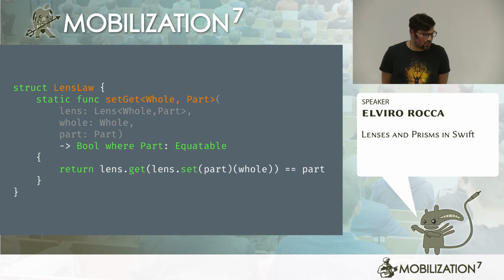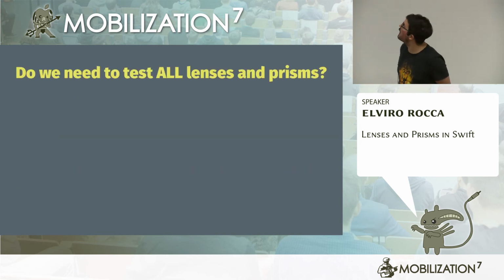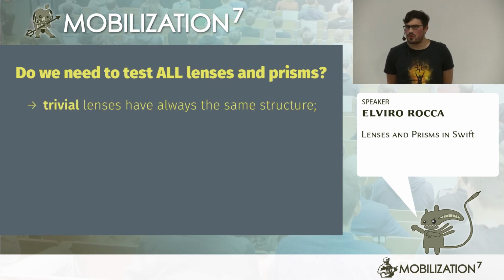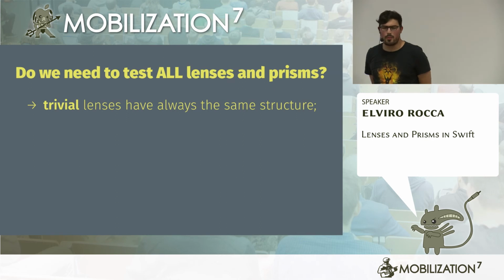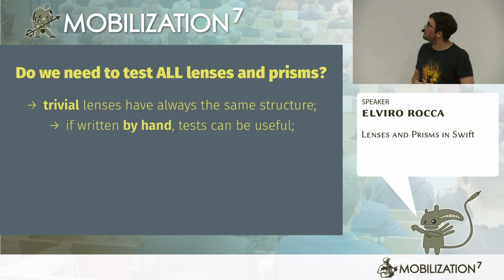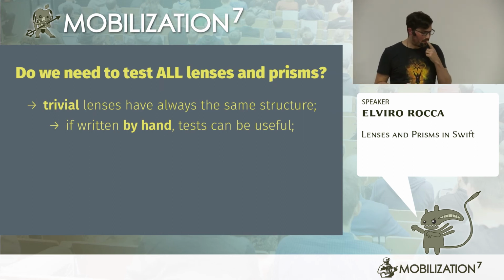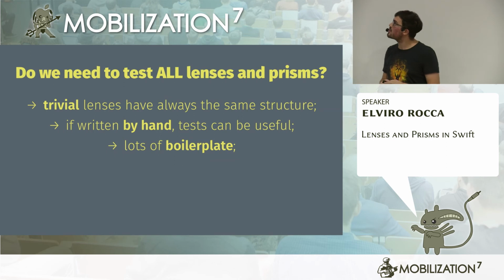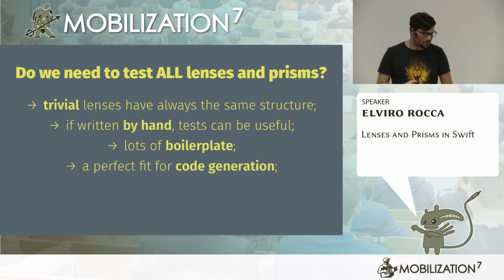Now, the question is, do we really need to test all lenses and prisms? Because trivial lenses always have the same structure. We just define lenses for properties of a data structure, and the structure of the get and the set function is always going to be the same. Of course, if I write them by hand, tests can be useful because I could make a mistake. But what I'm really doing here is writing a lot of boilerplate. So defining lenses and prisms for your data types is a perfect fit for code generation.